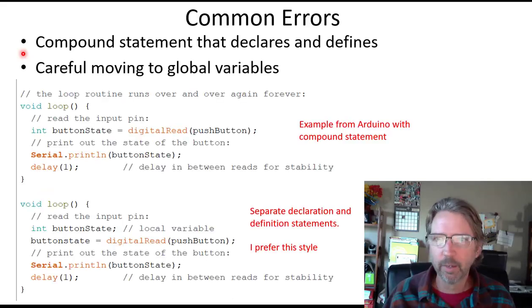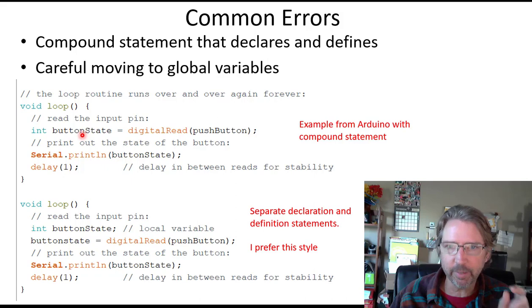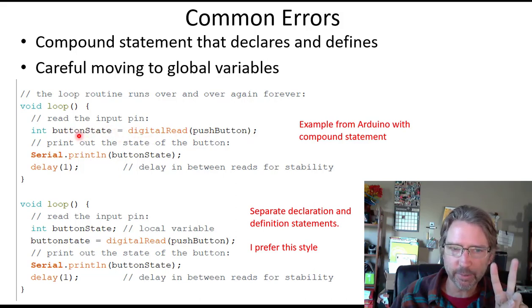Well, hello there. Okay, so I've mentioned this already in some of the examples we saw, the compound statements that do declarations and definitions. So declaration is like int button state. That says I need a variable named button state, and it's going to be an int, and it's going to be a local variable because I'm declaring it inside of the function. Button state equals, that's a definition where it says take this value and store it in button state. So these are the two different tasks for the chip to do.